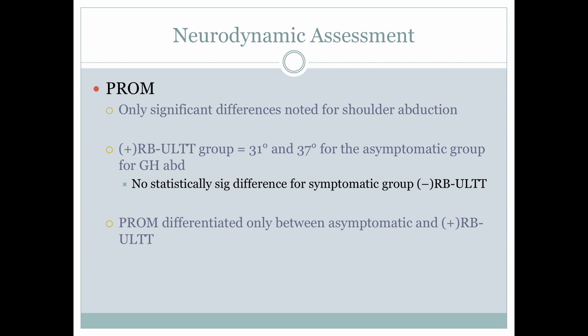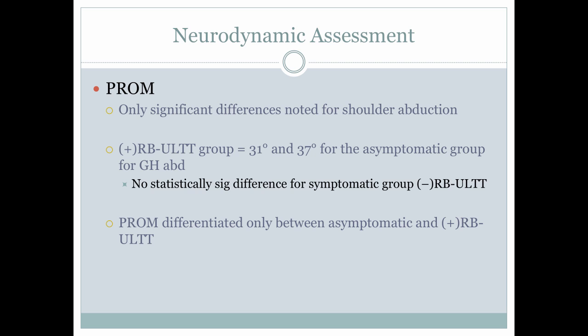Passive range of motion, the only significant differences noted were for shoulder abduction. The positive radial bias group had range of motion measurements of 31 degrees, and the asymptomatic group had range of motion measurements of 37 degrees. There was no statistically significant difference for the symptomatic group with a negative radial nerve bias test.